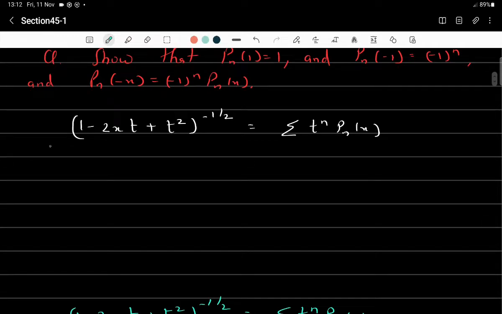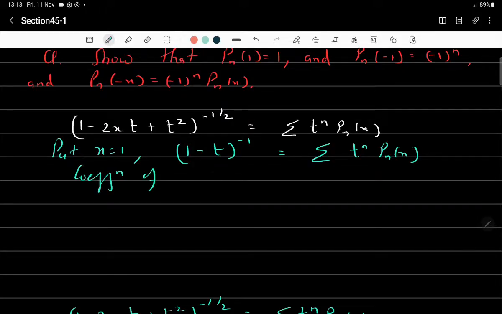So let's try to put x is equal to 1. If you put x is equal to 1, then it becomes (1 minus t) whole square and minus half, so (1 minus t) raised to the power minus 1, and this is summation t raised to the power n P_n(x). So now the coefficient of t raised to the power n on both sides gives you P_n(1) on the right, and the left hand side, if you do the geometric series expansion, then the coefficient is 1.